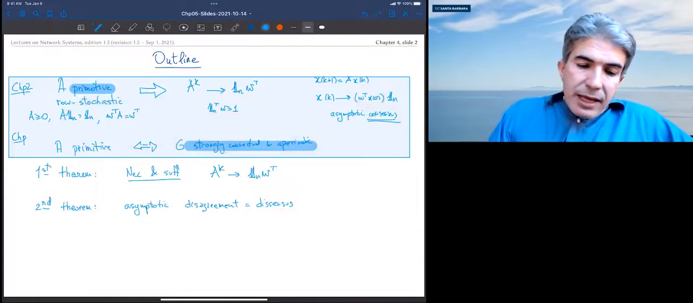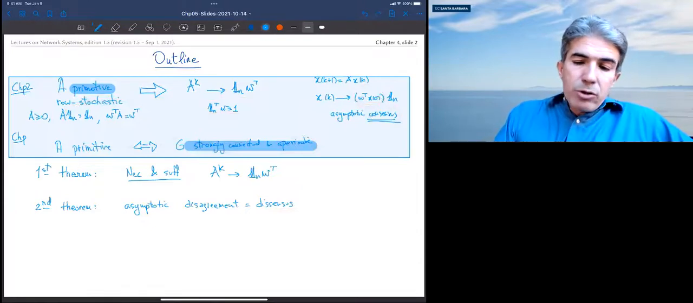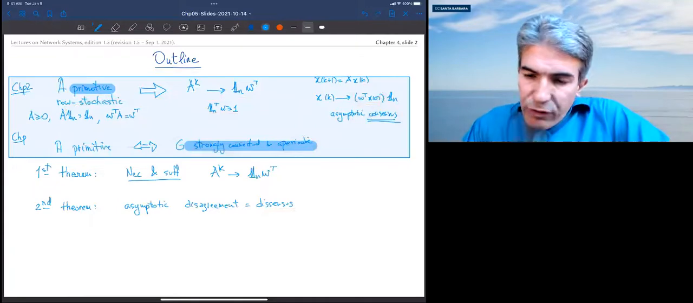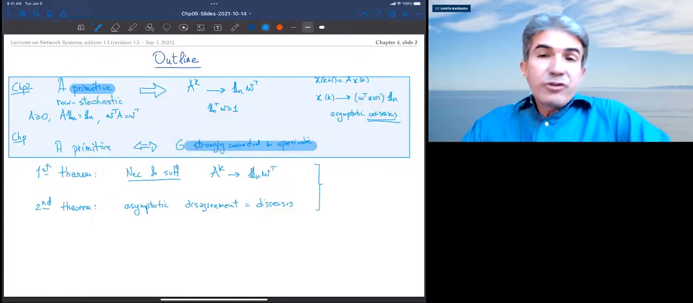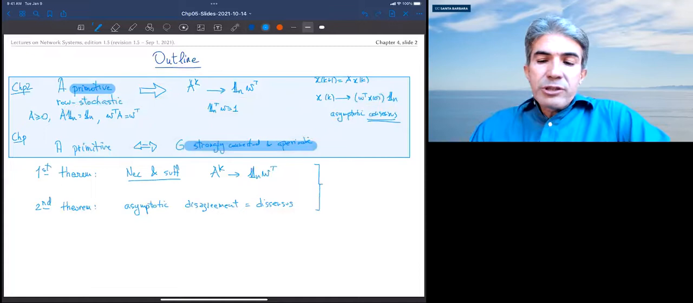Now, the proof of these two theorems is ultimately connected with the Jordan normal form.